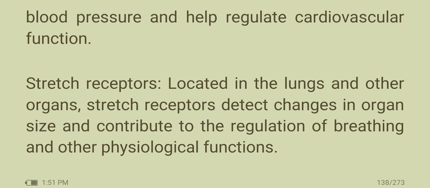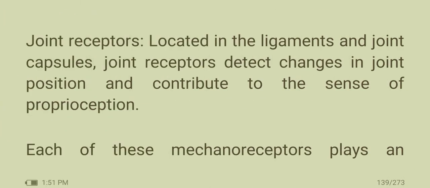Then stretch receptors, located in the lungs and other organs. Stretch receptors detect changes in organ size and contribute to the regulation of breathing and other physiological functions. Then joint receptors, located in the ligaments and joint corpuscles. Joint receptors detect changes in joint position and contribute to the sense of proprioception.